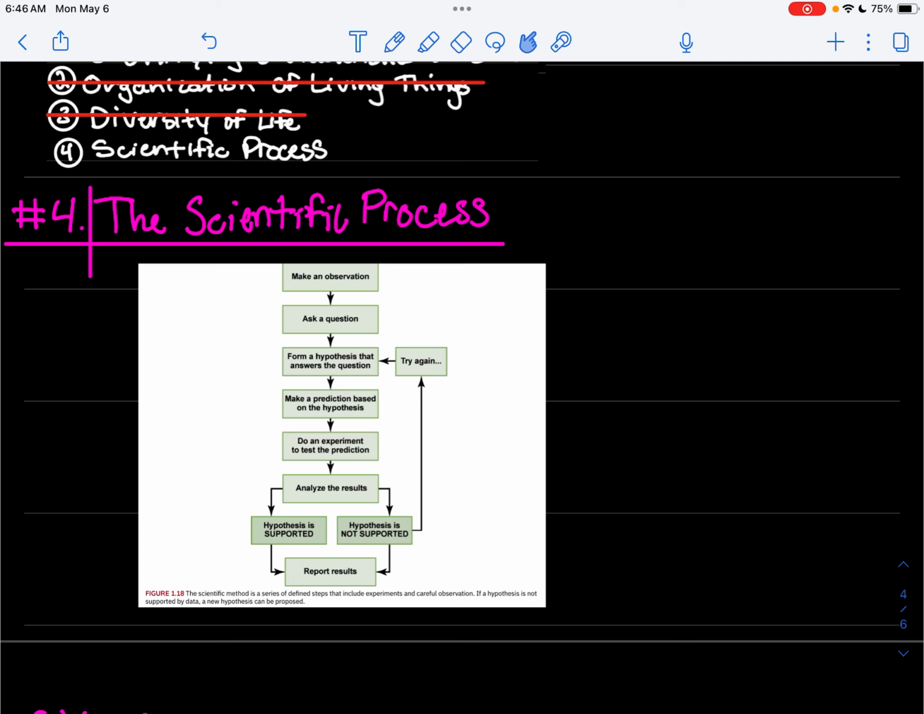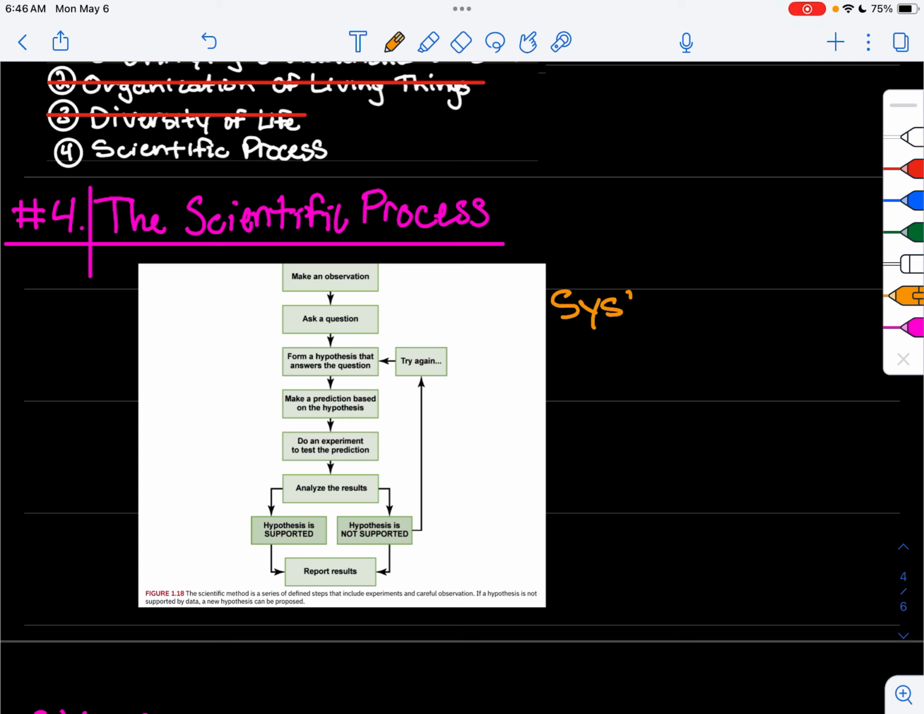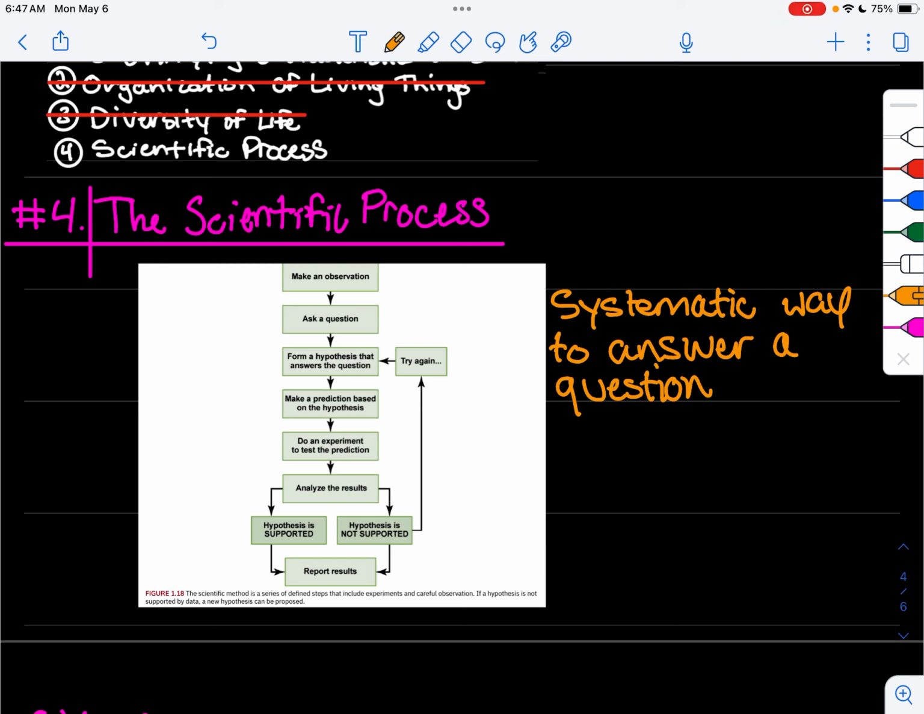So the scientific process is a systematic way to answer a question. That's really how science starts, by making an observation and asking yourself a question. It's true, right?